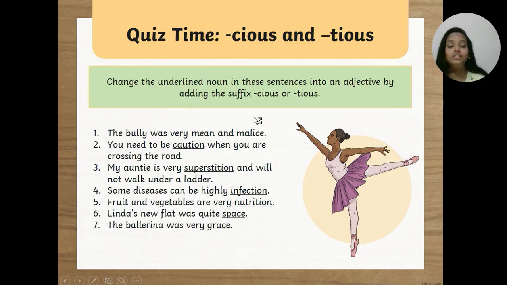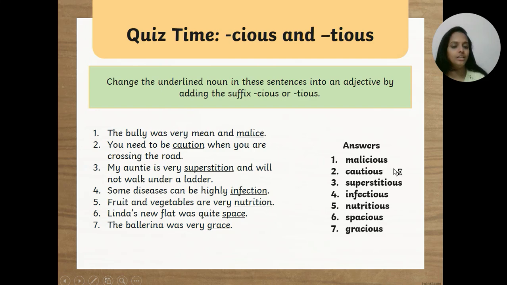I hope you have all done with the answers, and this is pretty simple. For the first one, we have to remove the CE and add CIOUS: malicious. For the second one, remove the TION and add TIOUS: cautious. And for the third one, superstitious, which means remove TION and add TIOUS. Infection, infectious with TIOUS. Nutrition, nutritious with TIOUS. Space, spacious with CIOUS. And grace, gracious with CIOUS. So these are the answers.